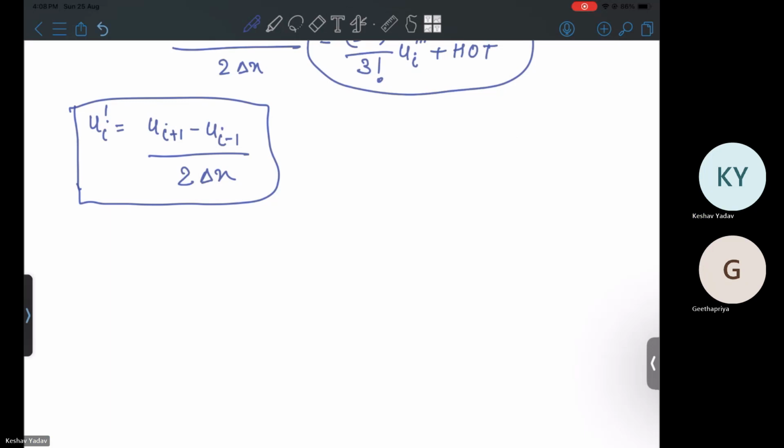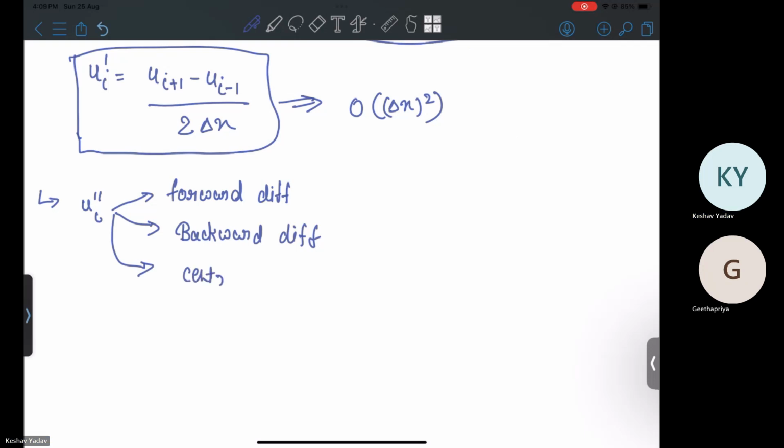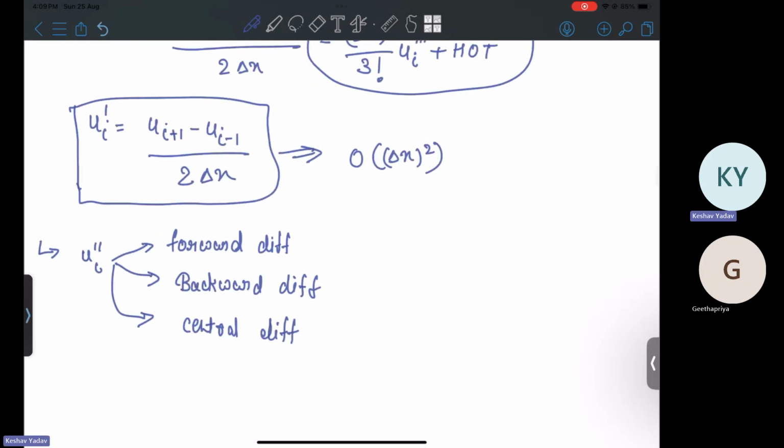This will be the formula. And what will be the order of the truncation error? The order will be delta x square. Okay, fine. Good. Now similarly, you can write for u_i double prime the forward difference, the backward difference, and the central difference.